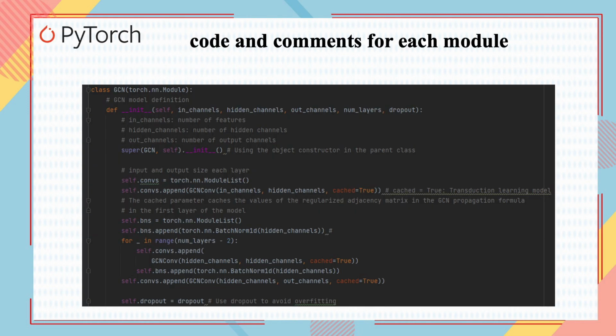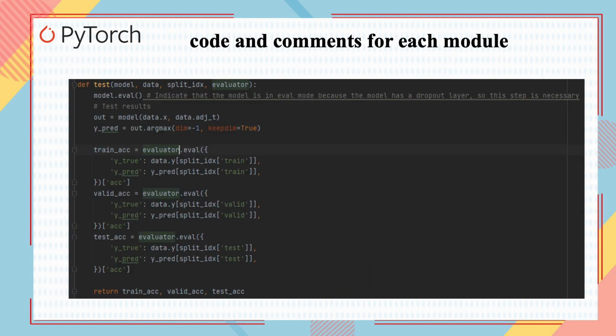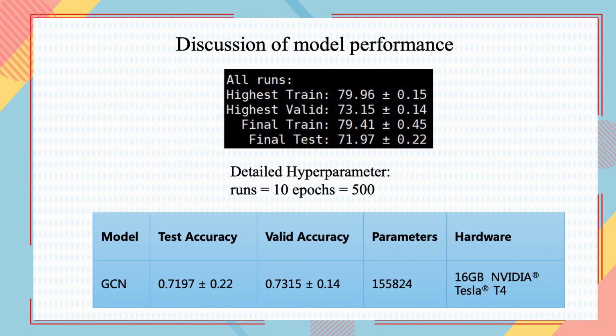Now let's go to the code part. We use PyTorch to implement the model. First, we define the GCN model. And this model shows the realization for forward propagation. And this is the test part and the calculation of the accuracy. This is our model performance. We set the epochs to 500 and run 10 turns and get a final test accuracy of 72%.